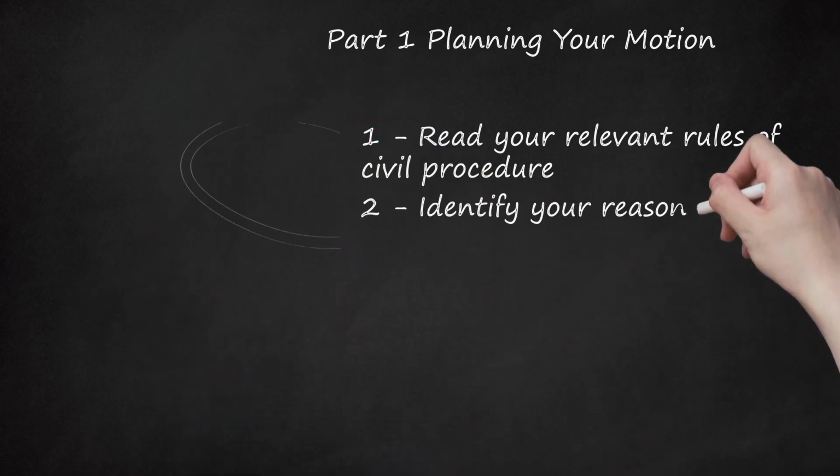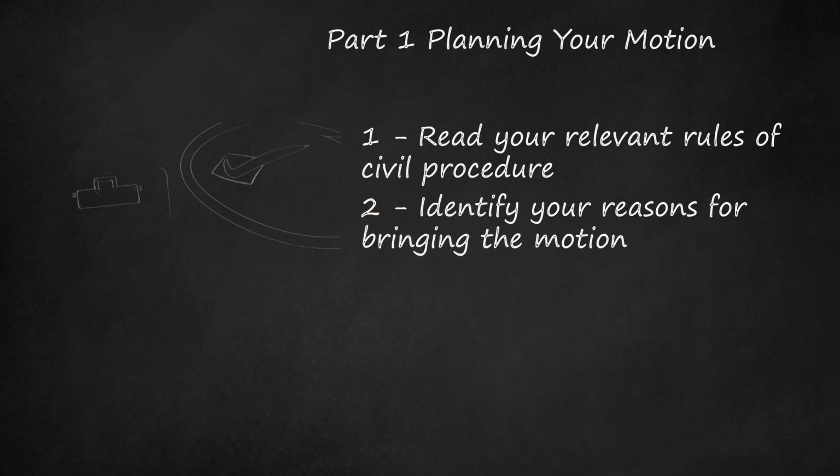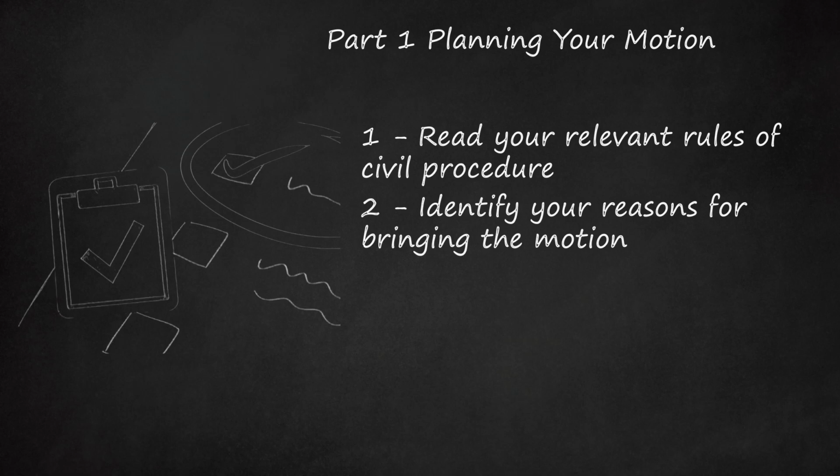2. Identify your reasons for bringing the motion. After reading the relevant rule, see if the rule applies to your situation. For example, in federal court, you can file a motion to set aside judgment for the following reasons: mistake, surprise, excusable neglect, or inadvertence. For example, if your lawyer made a decision without your authority to do so, then you might be able to set aside the judgment.